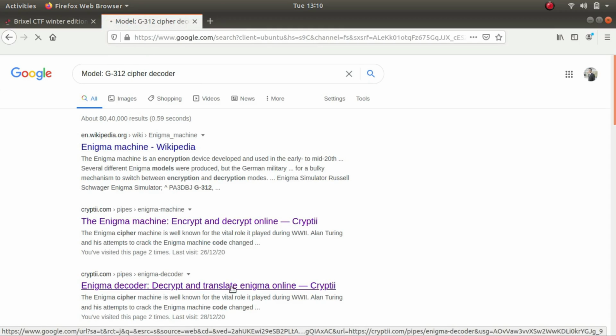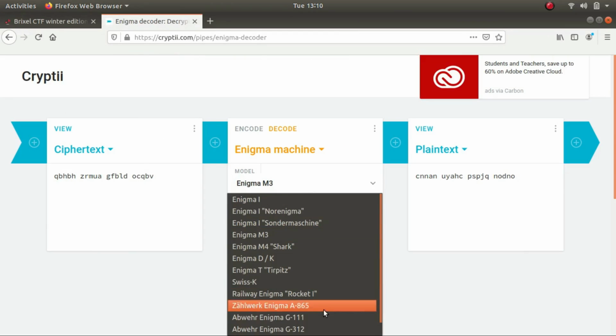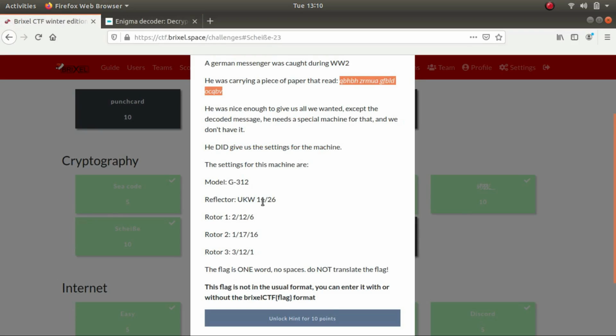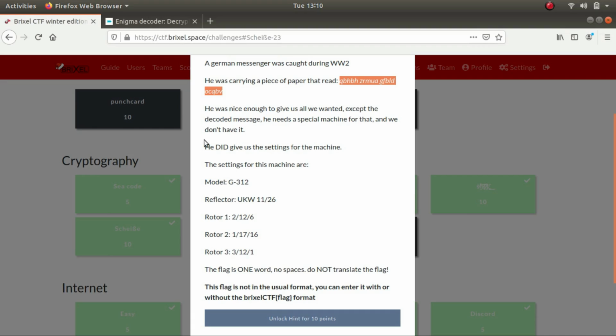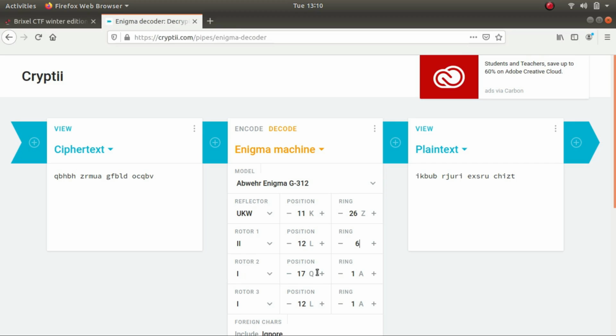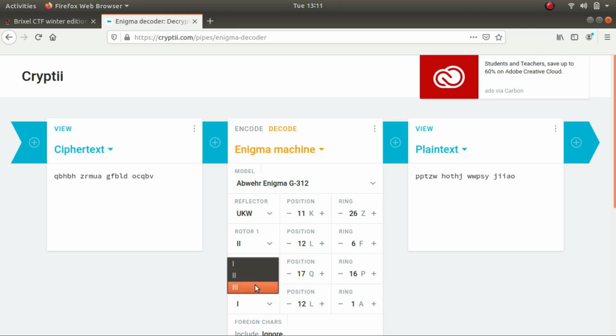Okay, so here it is. Let's copy the ciphertext. Let's copy the machine settings. Reflector is UKW 1126. The rotor one is 2126. Rotor 2 is 11716 and rotor 3 is 3121. Okay, so now we have put in all the settings. We have the plain text with us.